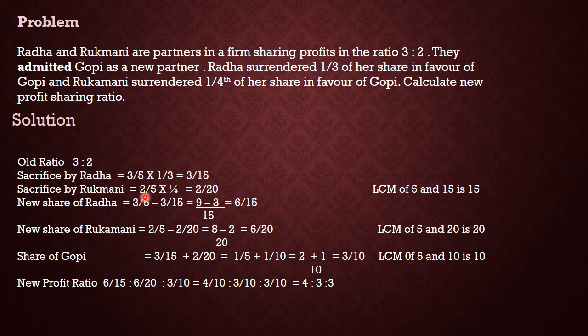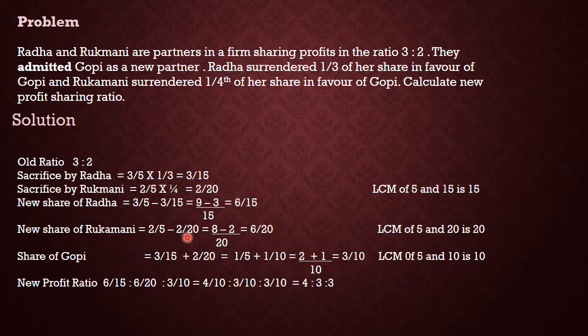So 2 by 20. New share of Radha is 3 by 5 minus 3 by 15, that is old share minus sacrificed share, that is 9 minus 3 by 15, 6 by 15. New share of Rukmini is 2 by 5 minus 2 by 20. 2 by 5 is the old share and 2 by 20 is the sacrifice share. So that is 6 by 20.